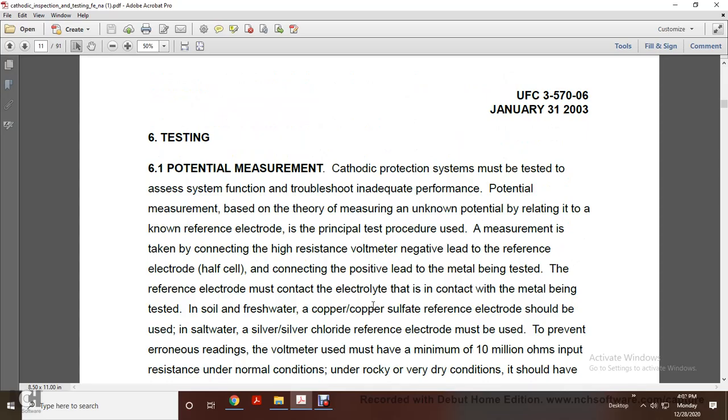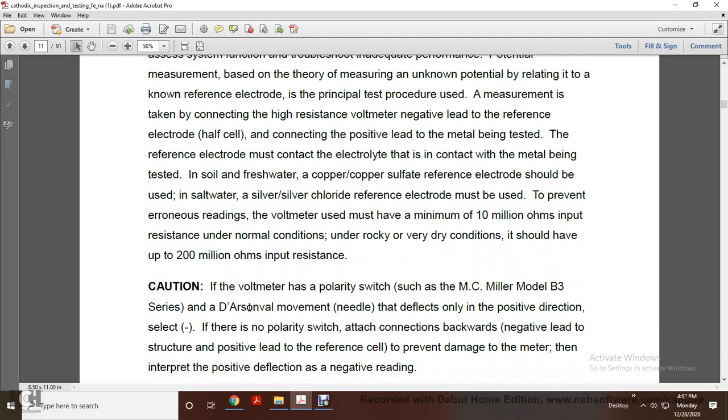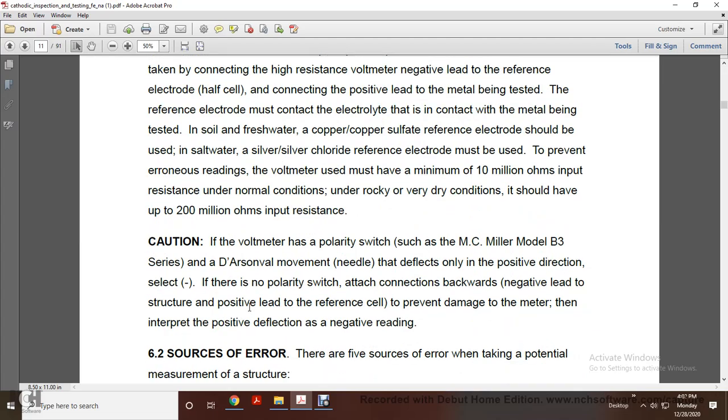Cathodic protection must be tested to verify system function and troubleshoot inadequate performance. Potential measurement is based on the theory of measuring an unknown potential by relating it to a known reference electrode. Procedure: measurement is taken by connecting a high resistance voltmeter negatively to the reference electrode half cell and the positive lead to the metal being tested. The reference electrode must contact the electrolyte that is in contact with the metal being tested. In soil and freshwater, copper sulfate is used. In saltwater, a silver chloride reference electrode must be used.